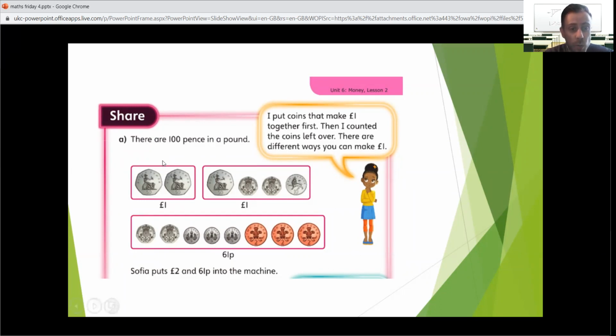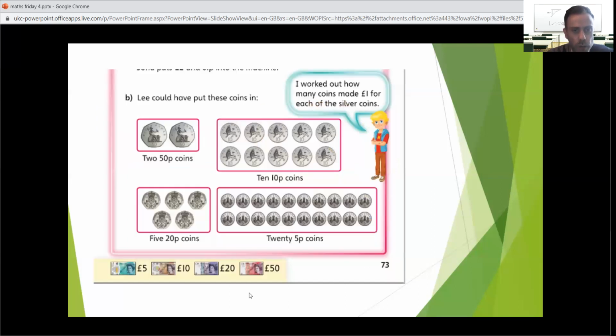So altogether, we've got £1, £2, 61p. So Sophia's got £2.61 that she's putting in that machine. Okay, that was the answer to that one. If you worked it out a different way and put together all the 50p's and then all the 20p's, that's fine if that's how you worked it out. But I quite like this idea of making a pound first. So try and think about that as we go on today.